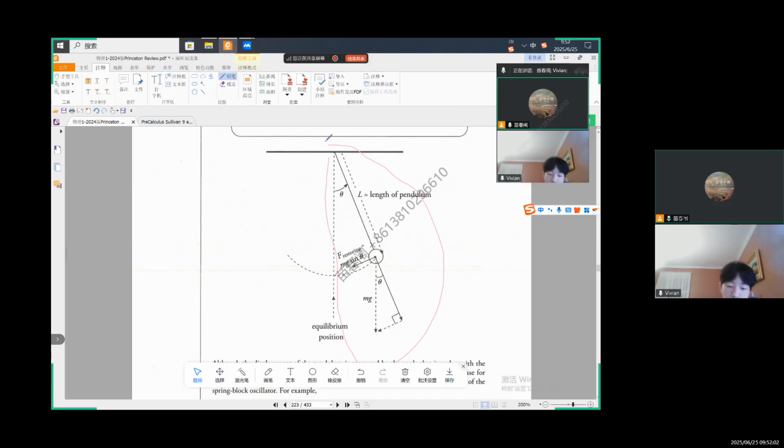Mm-hmm. So do you know why it's called restoring force? I'm going to get back to here, right? Yeah, because gravity is pulling it. We divide this into mg sine theta and mg cos theta in here.